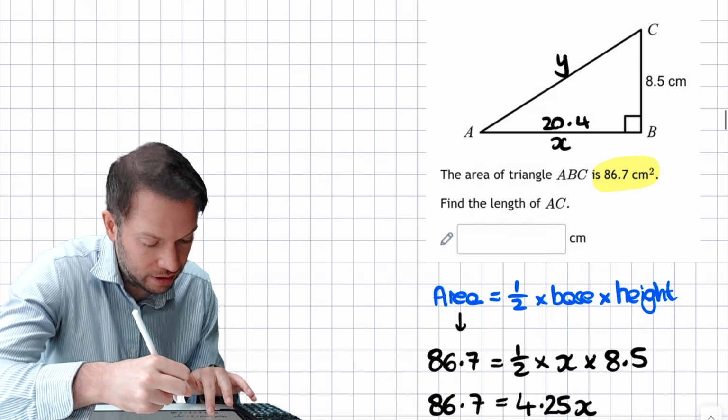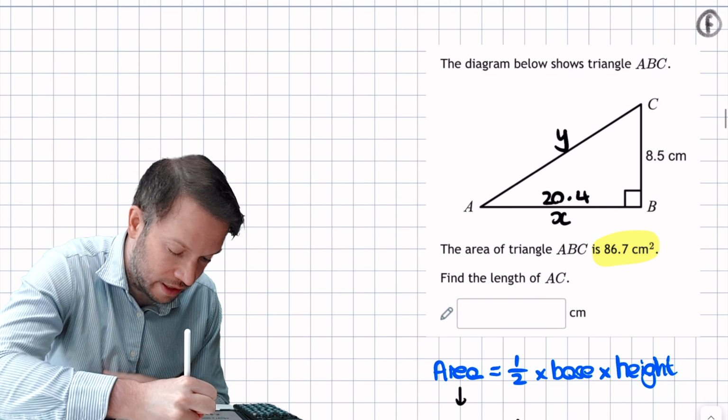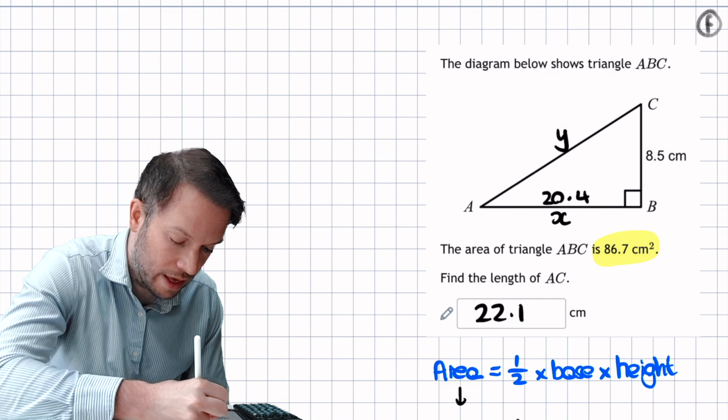So that's the final answer. The length of AC, which is y, is 22.1. And we are done.